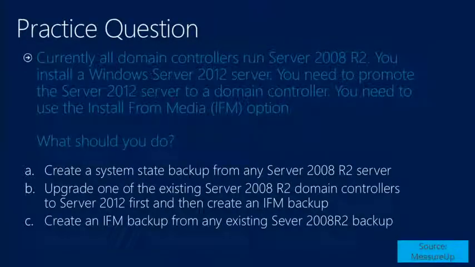Okay, let's try this one again. Let's give it one more chance. Let's see if MeasureUp knows what they're talking about. Currently, all domain controllers run Server 2008 R2. You install Windows Server 2012 Server. You need to promote the Server 2012 Server to a domain controller. You need to use the install from media option. What should you do? A, B, or C?